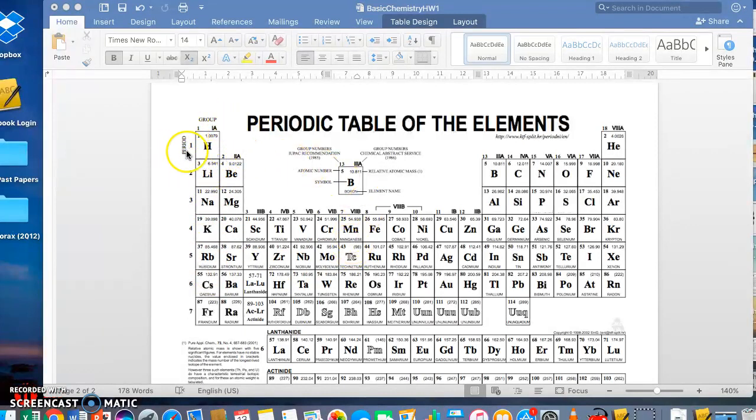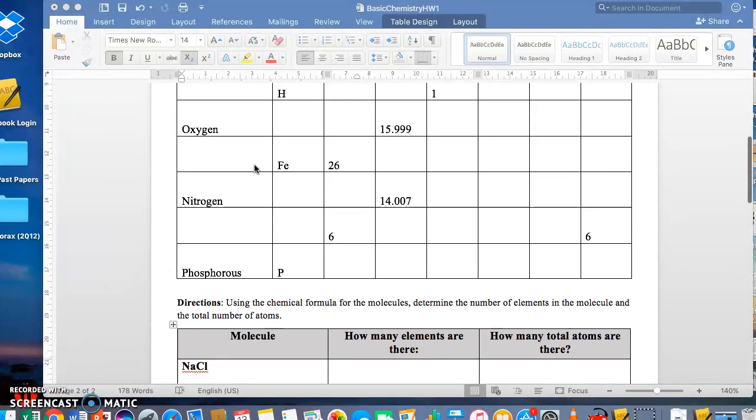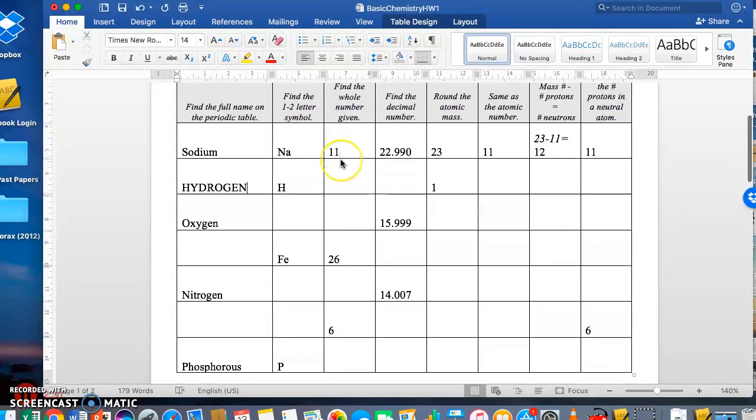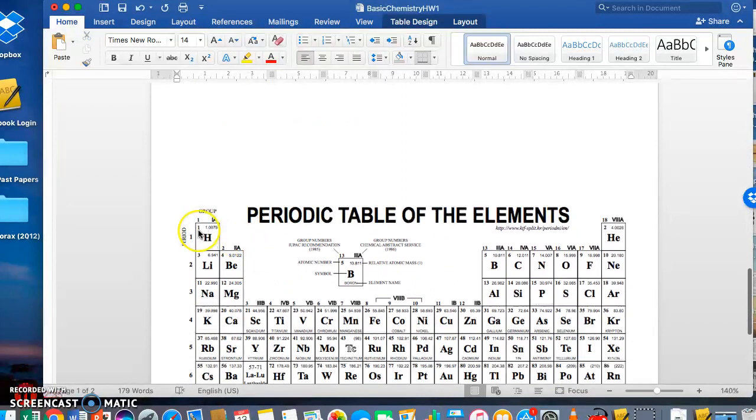So H, if you're unfamiliar with it, stands for hydrogen. So I'm going to go up to the top and add the name. Hydrogen, perfect. Oops, it's on caps lock. Oh well, I'm leaving it for now. So hydrogen, there we go. It says find the whole number given. So if we're looking at the periodic table where the H is, the whole number given on there is 1.